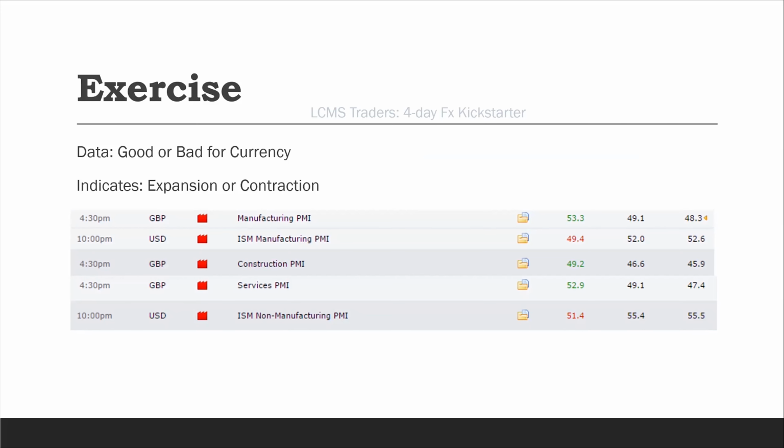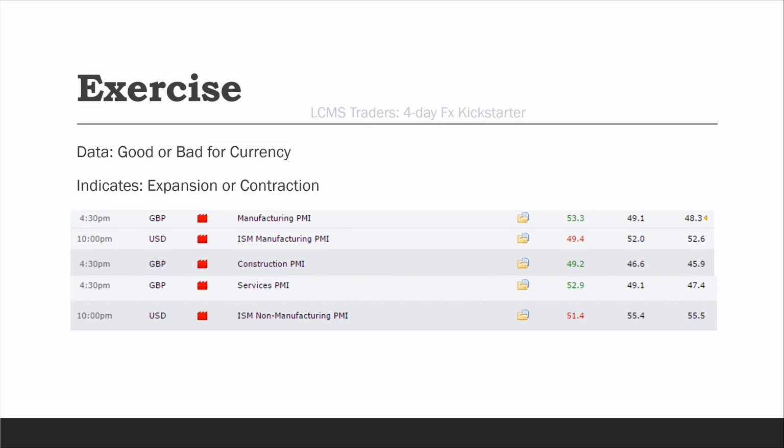The next exercise I have, USD, ISM manufacturing PMI was 52.6, expected to be 52, released at 49.9. So you can see here, 49.9 is worse than forecasted, and worse than previous. So this is likely to be bad for the currency. And 49.9 being less than 50 is indicating a contraction in the manufacturing PMI.